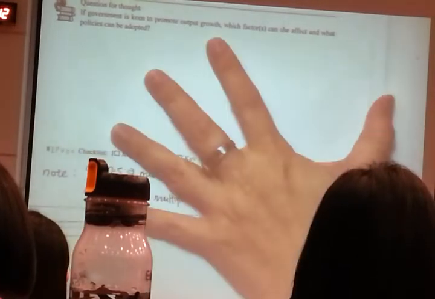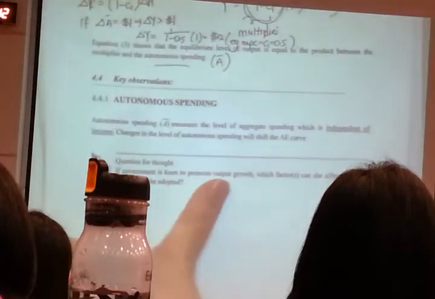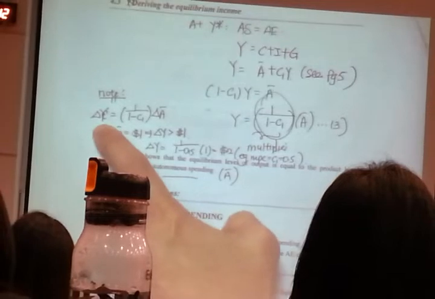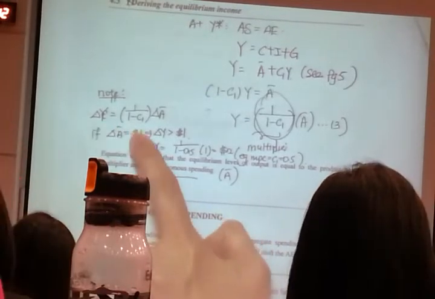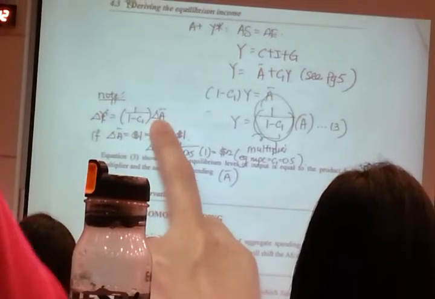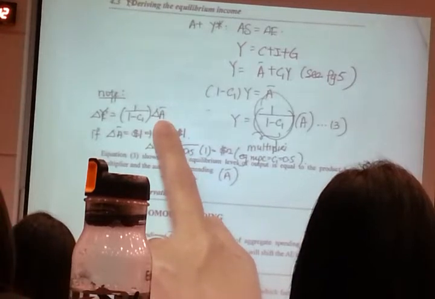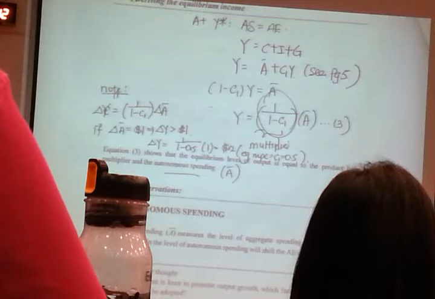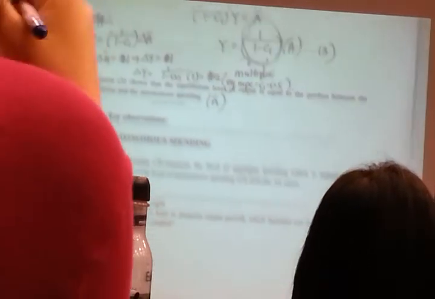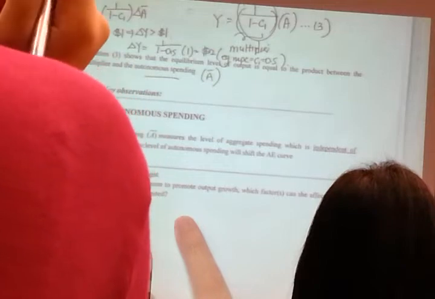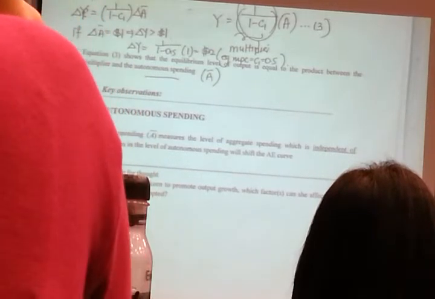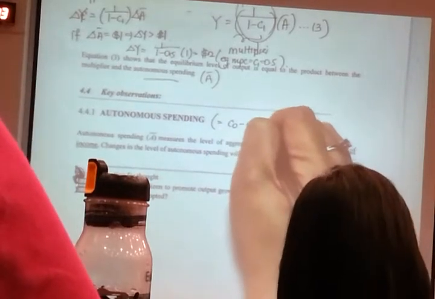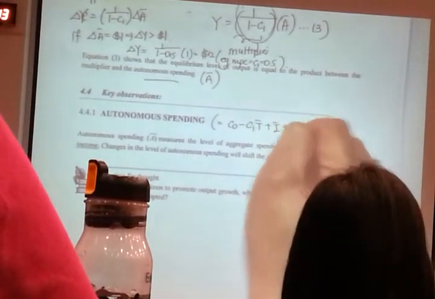Okay, so in summary, when we are discussing equilibrium income, we are not interested in Y, we're interested in change in Y. And it will occur because there's a multiplier effect on A bar. Right? So this is equation 3. But we don't just ignore A bar, right? The autonomous spending. Government can affect autonomous spending as well. Okay? So let's write down our A bar one more time. It is C naught minus C1 T bar plus I bar plus G bar.